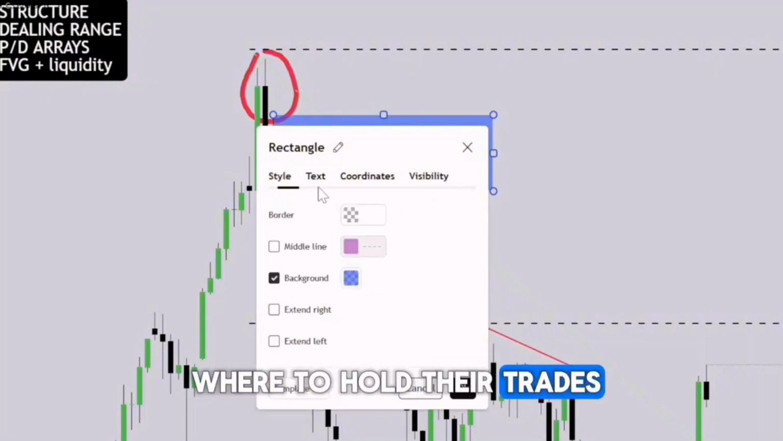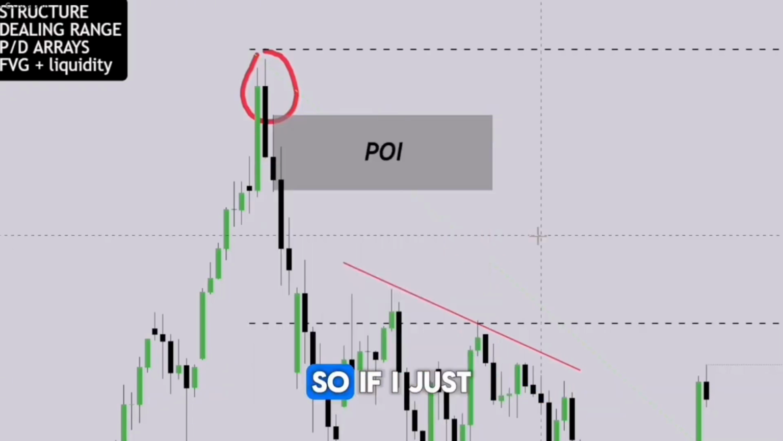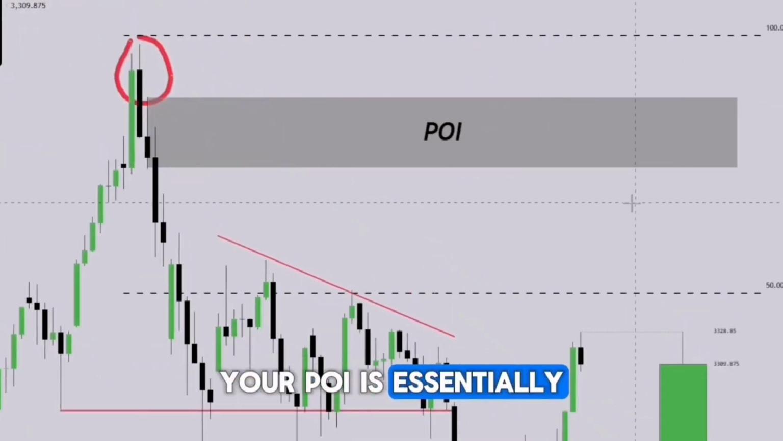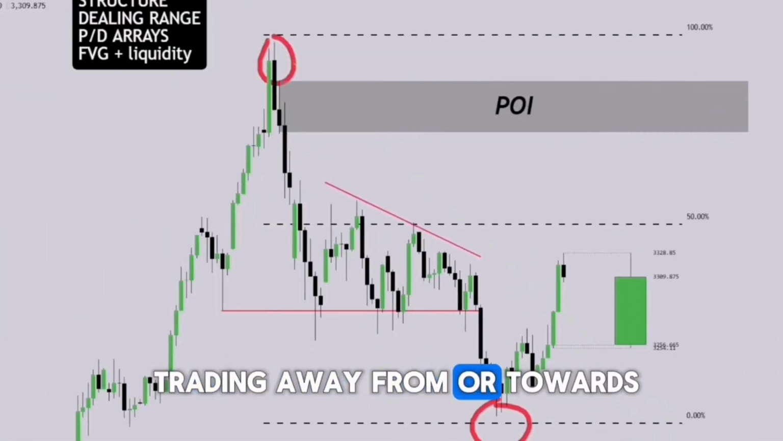doesn't know where to hold their trades, where to hold up to, or where to sell down to, or where to actually sell in the first place, this is going to answer your questions. And so this is our POI. So if I just drag this over to the right, your POI is essentially an area where you want to be targeting and trading away from or towards.